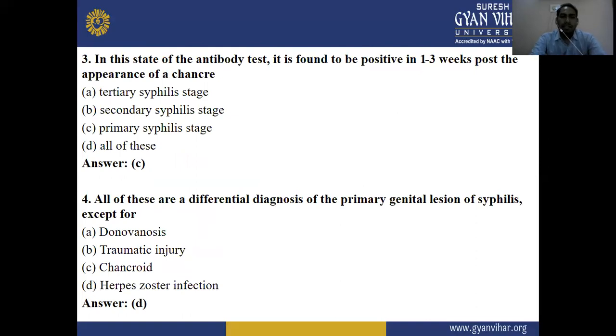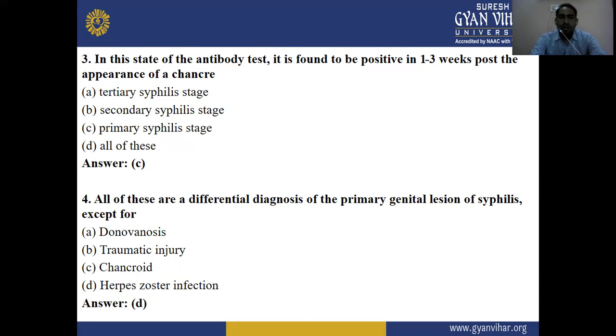Next one. In this stage the antibody test is found to be positive in 1 to 10 weeks after the appearance of the chancre. Option A, tertiary syphilis stage. Option B, secondary syphilis stage. Option C, primary syphilis stage. Option D, all of the above. The right answer is primary syphilis stage.